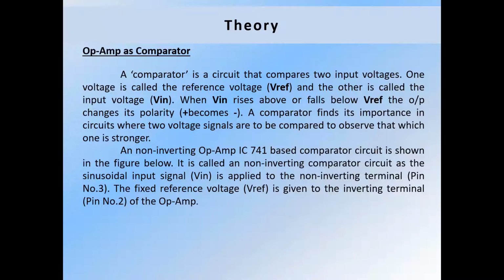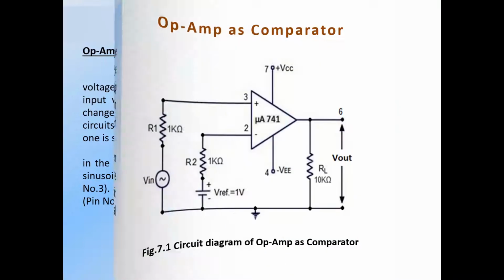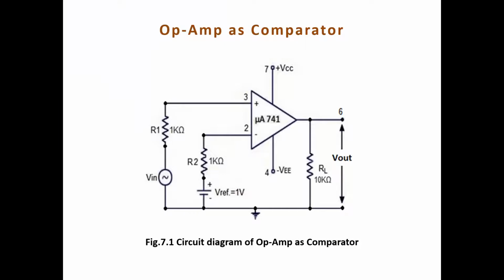A non-inverting op-amp IC741 based comparator circuit is shown in the figure. It is called a non-inverting comparator as the sinusoidal input signal is applied to the non-inverting terminal. The fixed reference voltage is given to the inverting terminal of the op-amp. This is the circuit diagram of op-amp as a comparator.